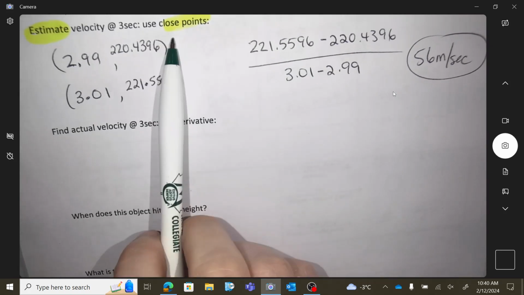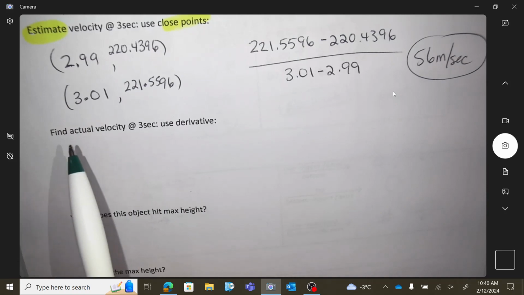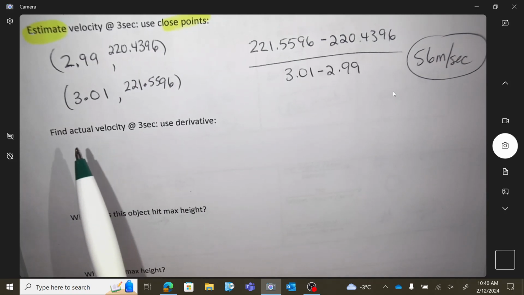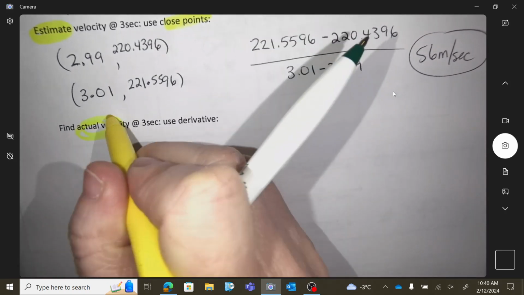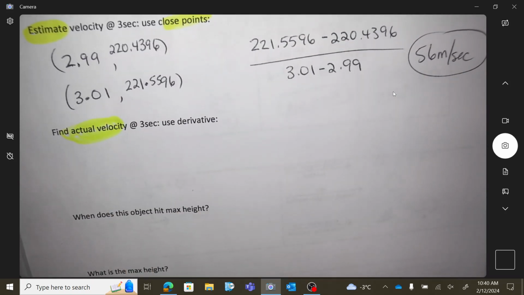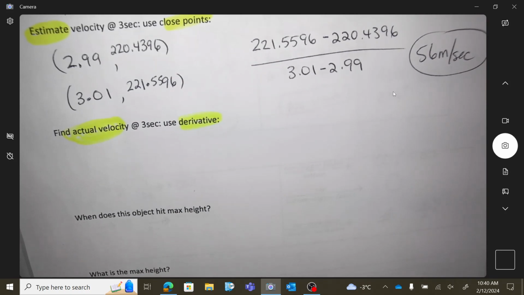Okay, so on a test, I probably wouldn't give you the directions, use close points to do this. I would just say estimate. So you should know what estimate means, close points. On the test, if I say find actual exact velocity, what are you doing? You're doing a derivative. You've got the words, estimate, close points, actual, get that derivative.